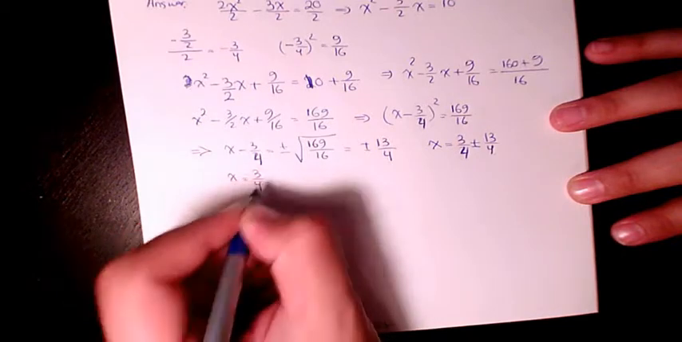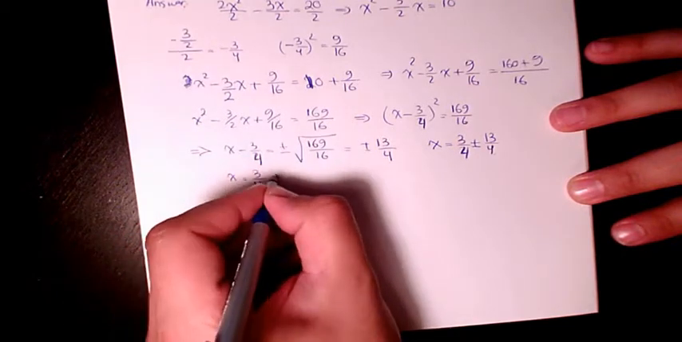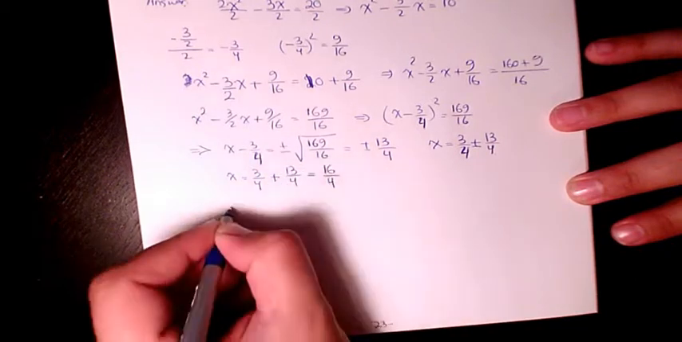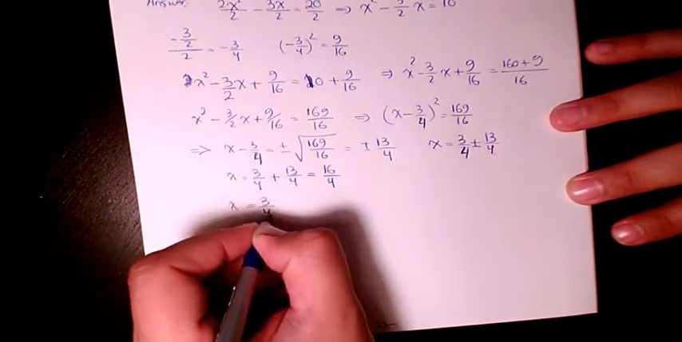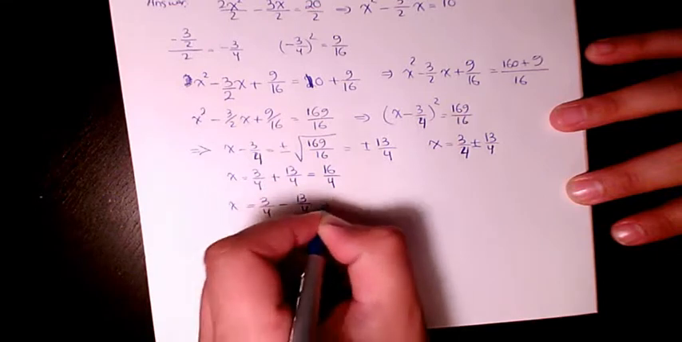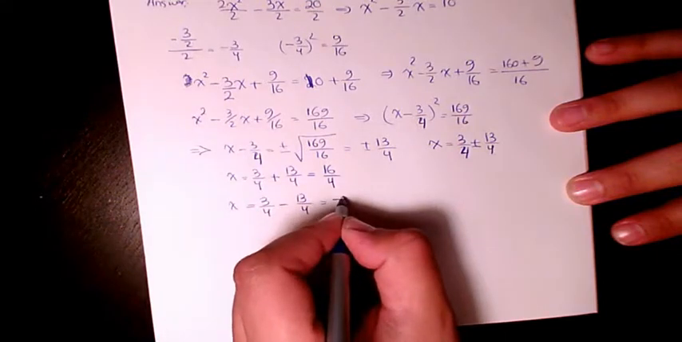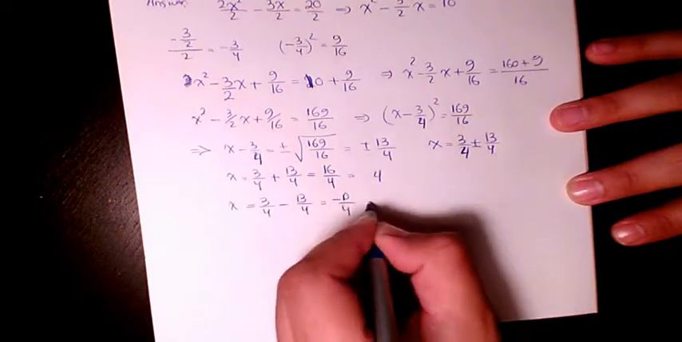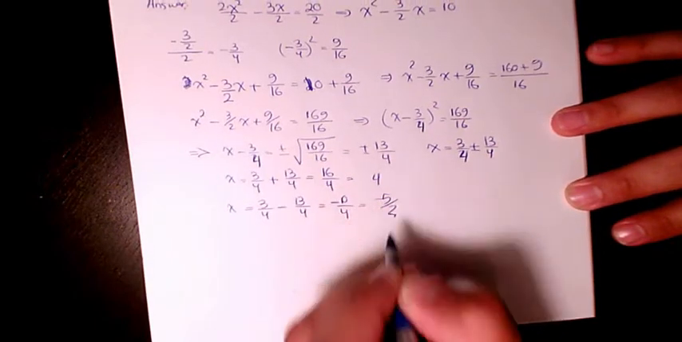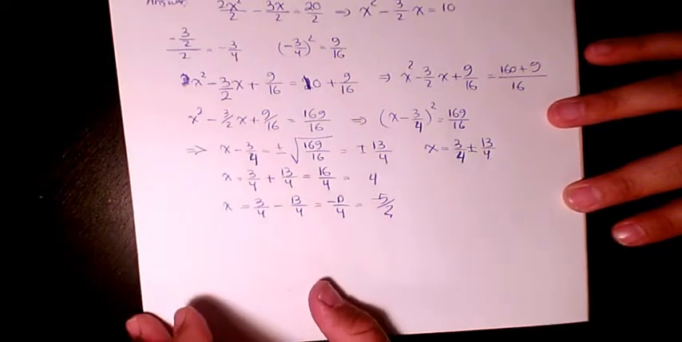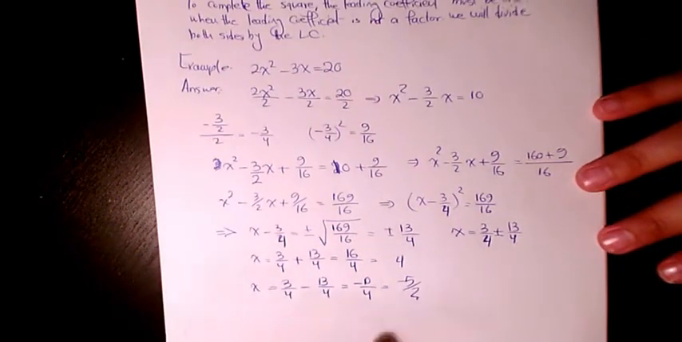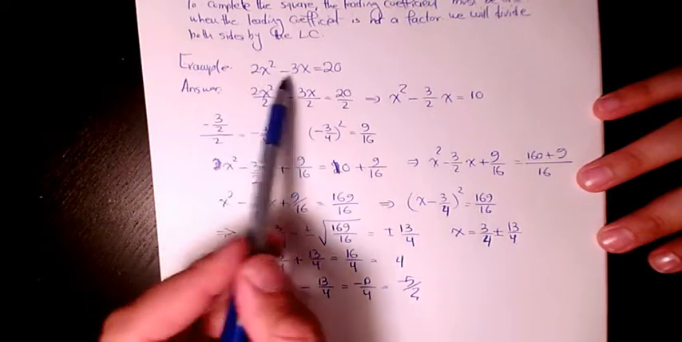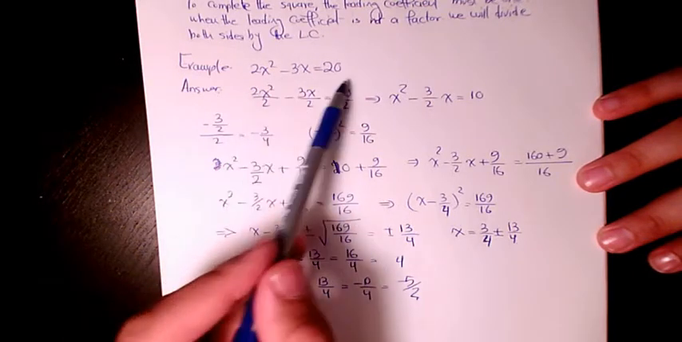3 over 4 plus 13 over 4 will be 16 over 4. The other answer is 3 over 4 minus 13 over 4, which will be negative 10 over 4. This one will be 4, and this one will be negative 5 over 2. So these are the final answers to this question. So basically that's how we solve this kind of quadratic equation.